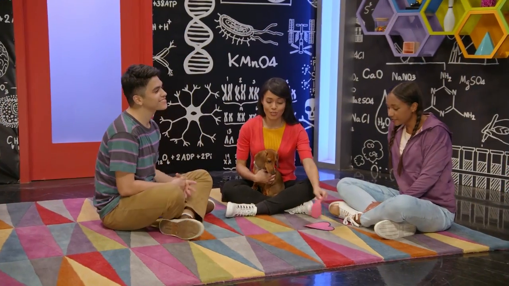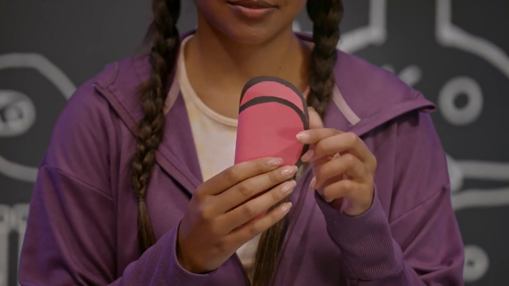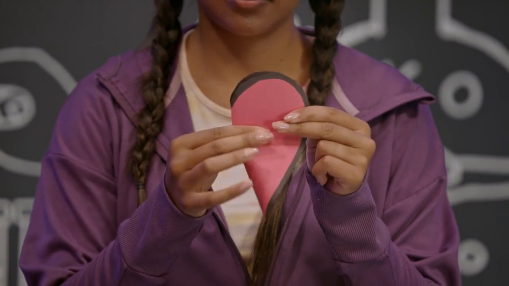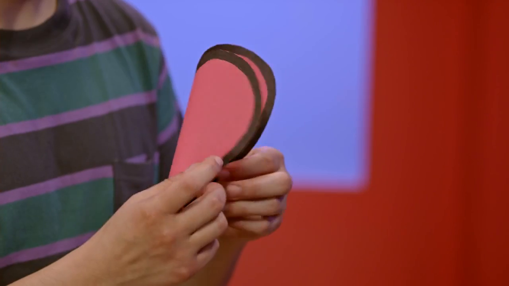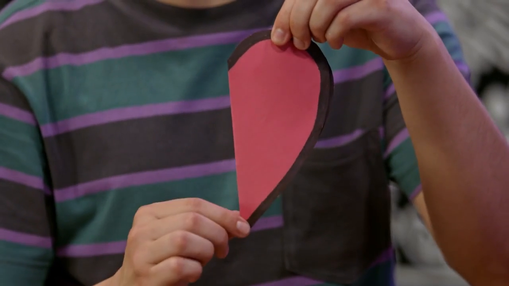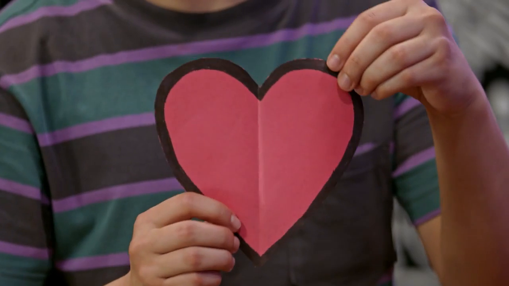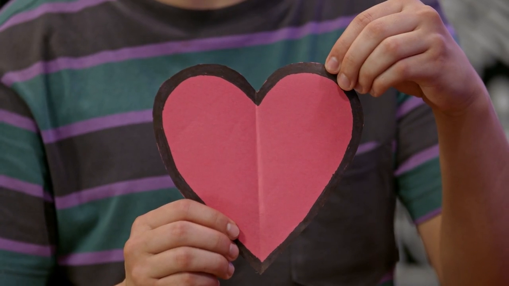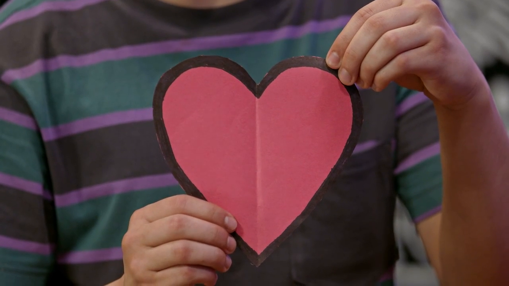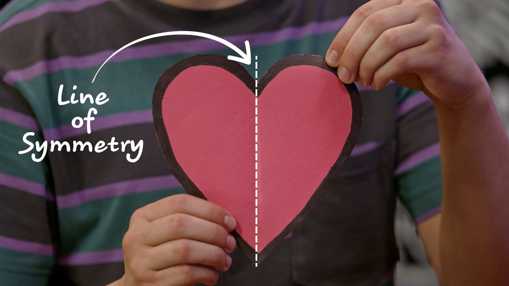I want you to fold this heart in half. Okay, that should be simple. Done. Excellent. Now, what can you tell me about the shapes on the left and right side of the fold? They match. Exactly. A shape has symmetry if it can be divided by a line so that each half is a mirror image. The line that divides the shape is called the line of symmetry.